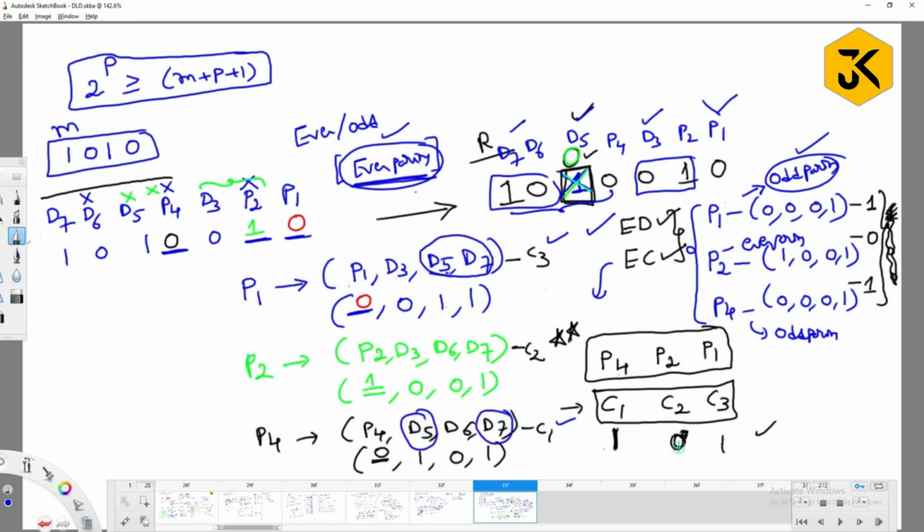And what does C2 being 0 mean? I am going to subtract from C2: D5, D7, I need to remove from this P2. If I take the set difference of D5, D7 and P2, D3, D6, D7, what you are going to get is the data which is not present in the second set, that is D5. That is what you got. So this is the way you can correct the error.